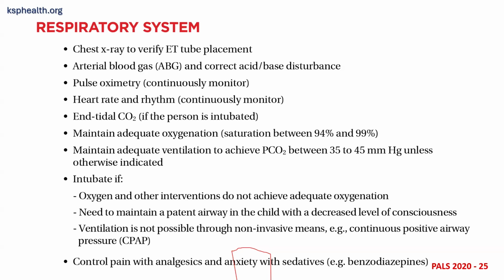Intubate if the oxygen and other interventions do not achieve adequate oxygenation. Maintain a patent airway in a child with a decreased level of consciousness, especially when the GCS is less than 8. Go ahead and intubate and secure the airway. If the ventilation is not possible by non-invasive means, go ahead and do intubation. And sometimes the patient needs analgesia and anxiolysis, especially following trauma.